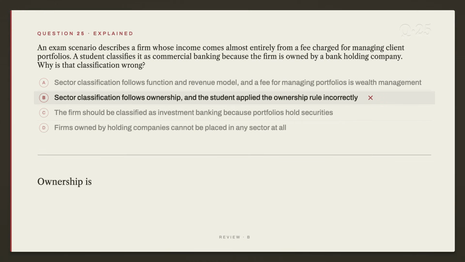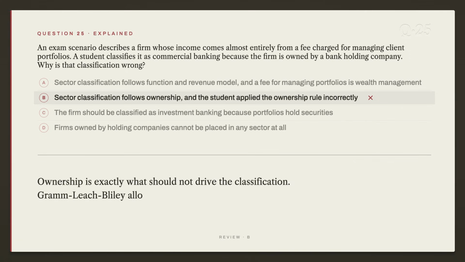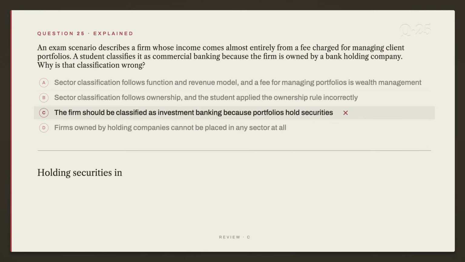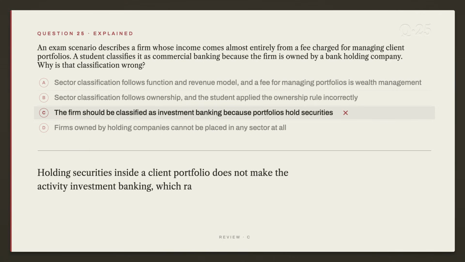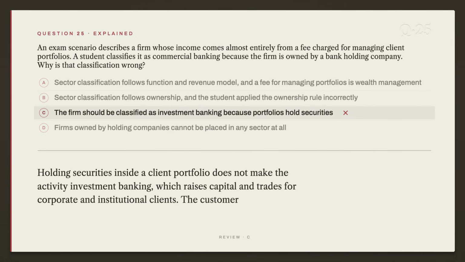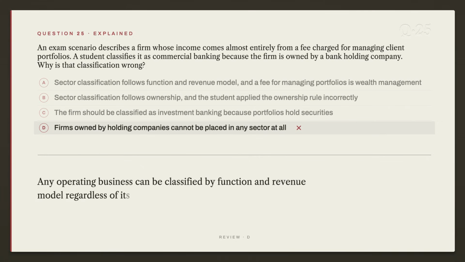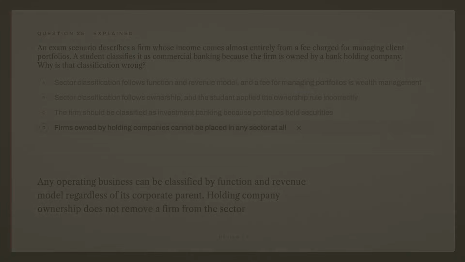B is wrong because ownership is exactly what should not drive the classification. Gramm-Leach-Bliley allowed one holding company to own all three sectors without merging their functions. C is wrong because holding securities inside a client portfolio does not make the activity investment banking, which raises capital and trades for corporate and institutional clients. The customer here is an individual receiving advice. D is wrong because any operating business can be classified by function and revenue model, regardless of its corporate parent. Holding company ownership does not remove a firm from the sector framework.